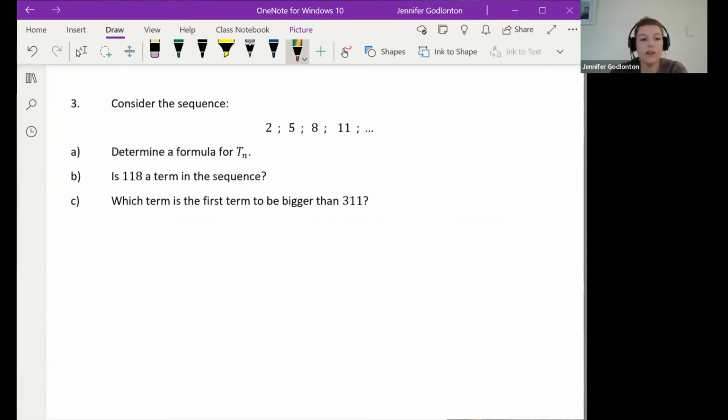So first thing, we should all be super comfortable about this now, is finding your Tn. That should be like something easy that we can just pull out of our pockets. It's a skill we have now. Is 118 a term in the sequence? Think about what that means. And then which term is the first term to be bigger than 312?